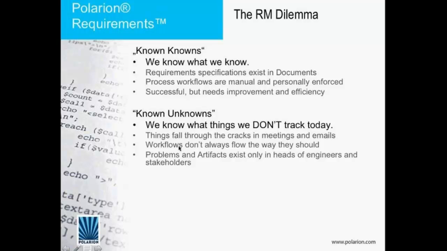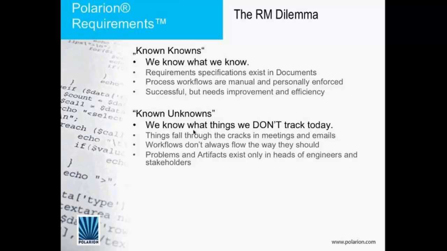We often find information about requirements that falls through the cracks in meetings and emails because it's difficult to get this information into a central system where everybody can view it. We know that the workflows don't always work the way they should, and there are too many exceptions. Some of the artifacts might exist only in the heads of the engineers and stakeholders. So it really requires that they're in the right meeting at the right time for this information to come to light.